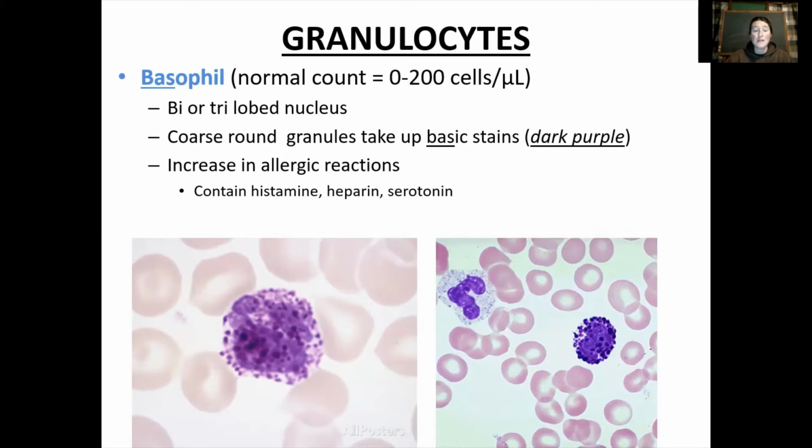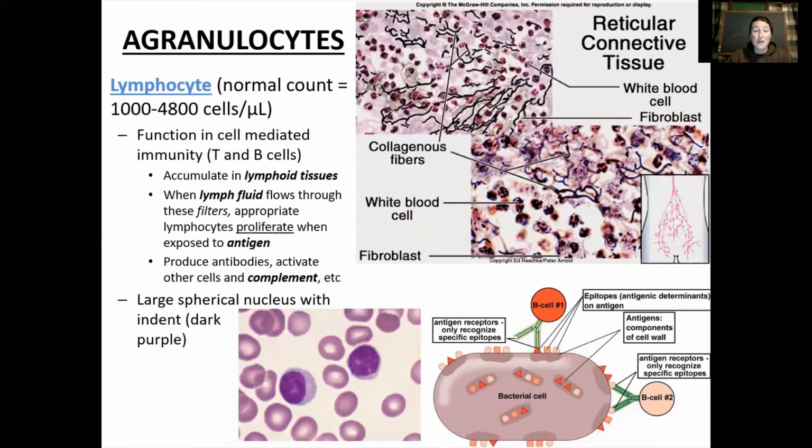So if these basophils became more abundant, right? So if you see more than about 200 cells per microliter, which is very, very few, right? So it's very difficult to find these if you're looking for them in the lab. But essentially that would indicate that the patient is experiencing an allergic reaction, right? So these very darkly staining granules actually contain the chemicals that are associated with an allergic reaction, such as histamine, heparin, and serotonin.